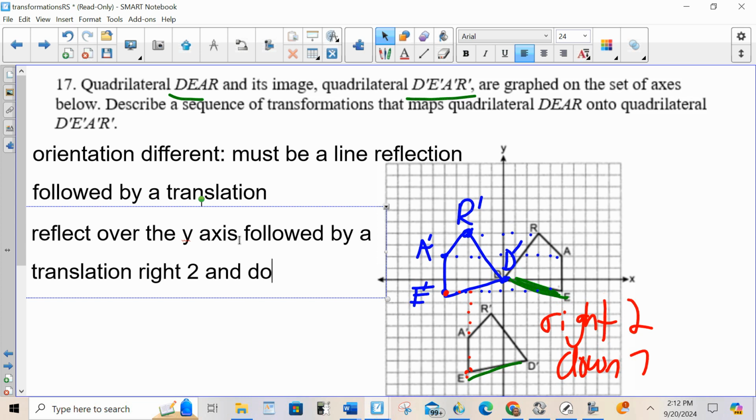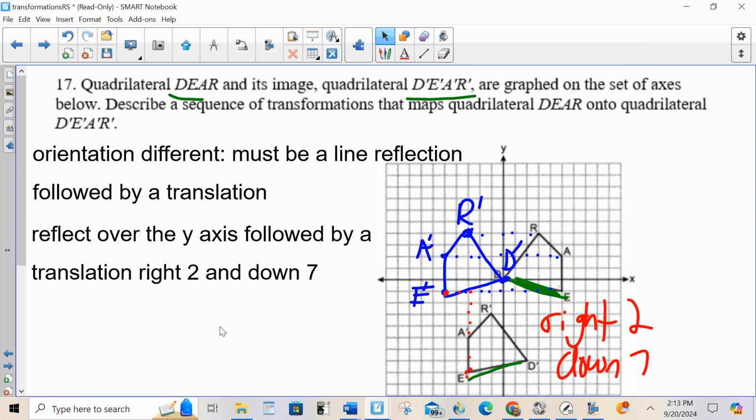Right 2 and down 7. That's it. All right, check for orientation.